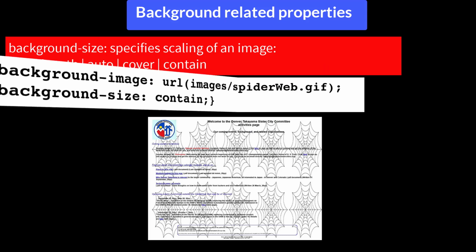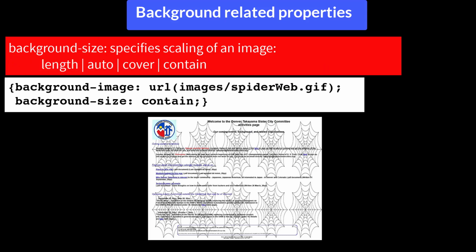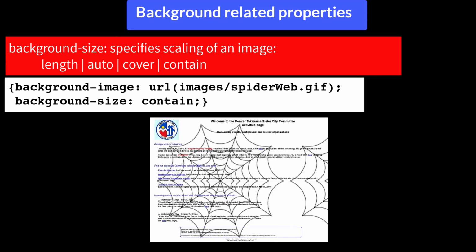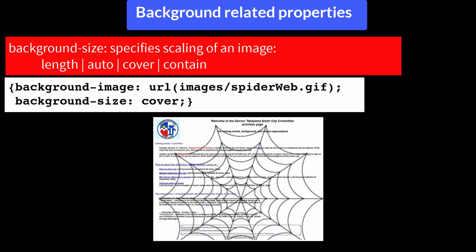For experiment 3, we test out background size contain, which gives us this image. We see the image retains its correct proportions, and if it were enlarged any more, it would not fit. However, there is room for a partial repeat. For experiment 4, we code background size cover, and we get this image. The image is stretched with no distortion.